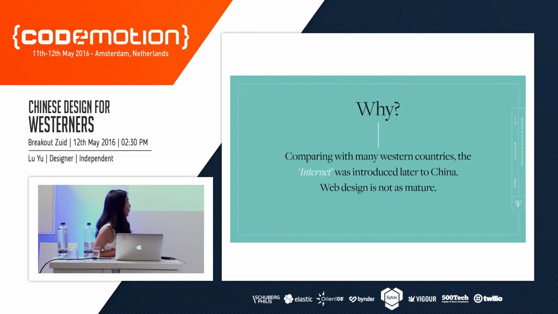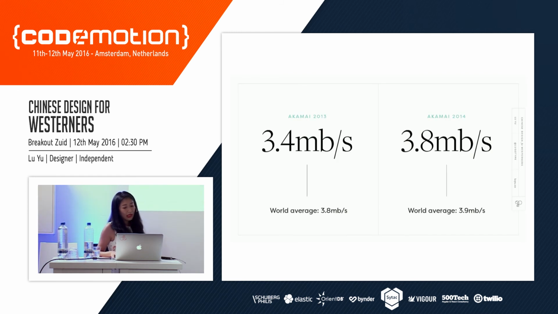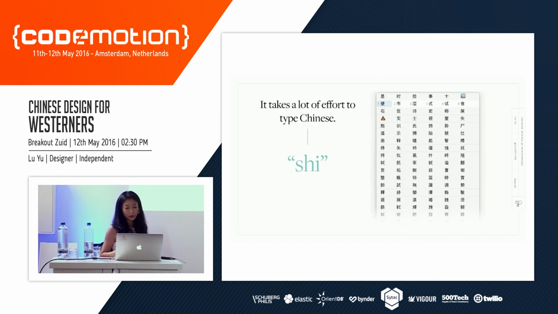There are some good reasons for this. Compared to many Western countries, the internet was introduced to China a lot later, so the design is not as mature. And the internet connection speed in China is not that fast. It is changing and getting better, but it's still below the world average. So that's why you don't really see big, beautiful full-screen image banners or full-screen video playing in the background. That's why the images are quite small.